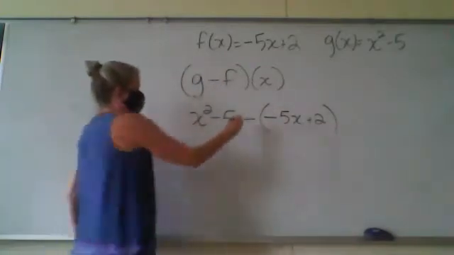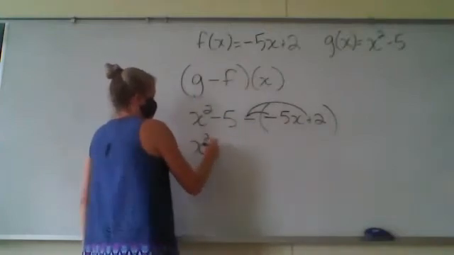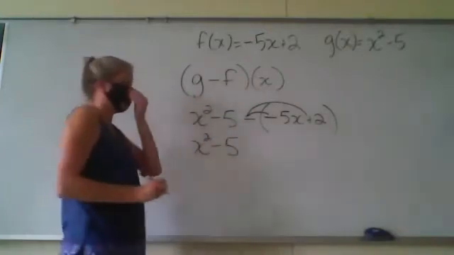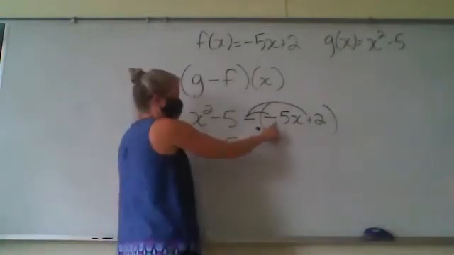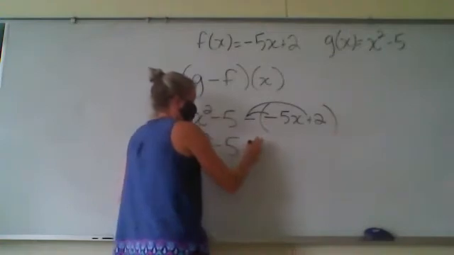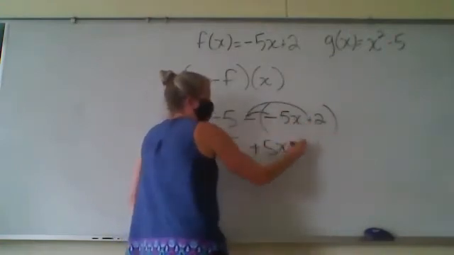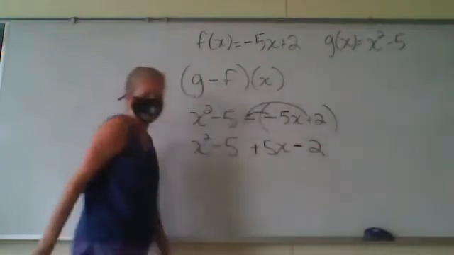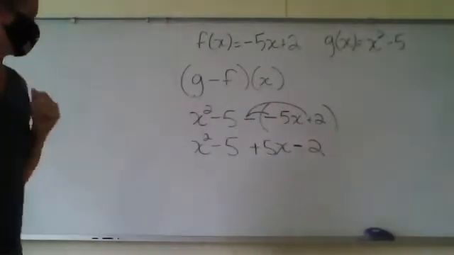So let's see. I'm going to distribute this minus first. So I have x squared minus 5. If I distribute this, negative times a negative gives me positive 5x. And then this negative turns that positive 2 into negative 2. So you make sure you distribute that before you start combining your like terms.